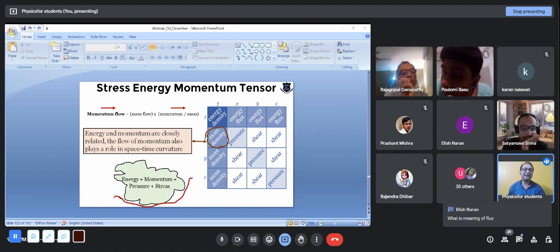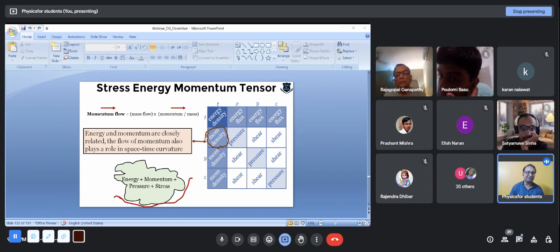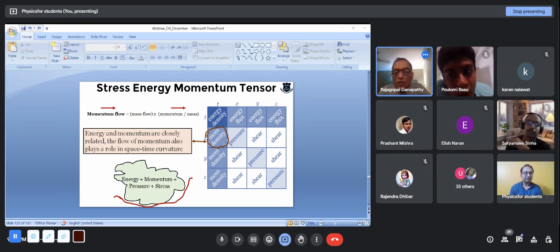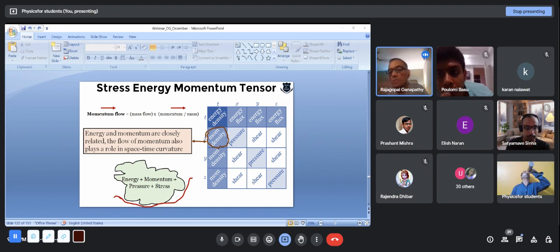Okay. Sir, I give it to you. Elish is asking what is the meaning of flux. Sir, if you can quickly explain to him, I think you're the right person. Flux in general is something that flows across a given area. It could be energy, it could be electromagnetic lines of force, or anything, or even you can think of a fluid flowing in a pipe across an area, that is also a flux. I suppose that's what I can explain.